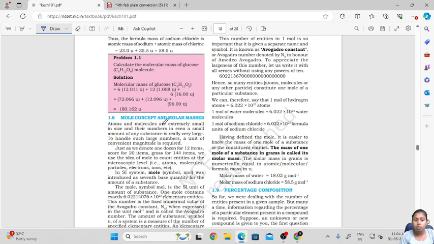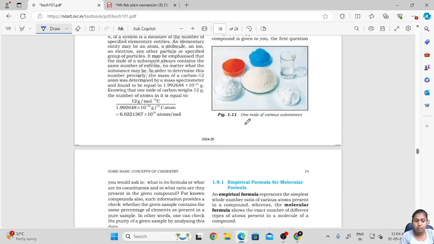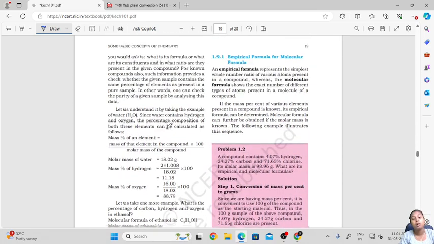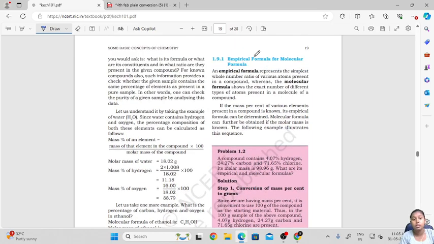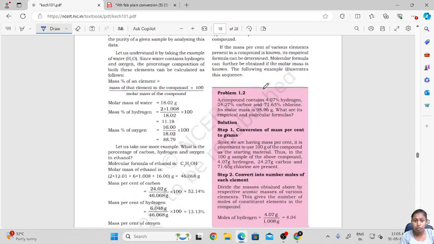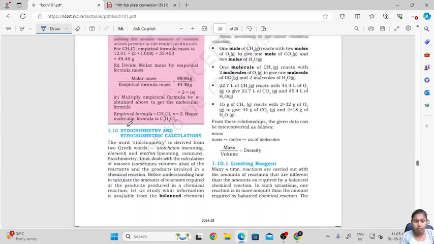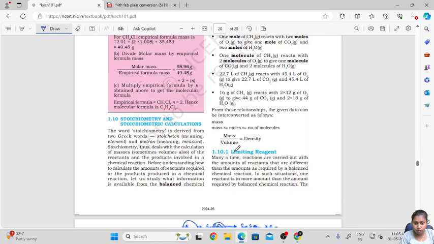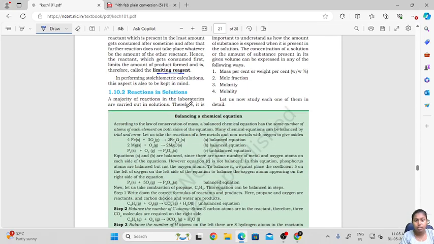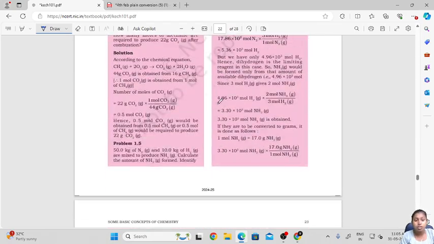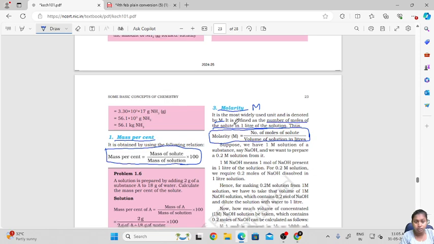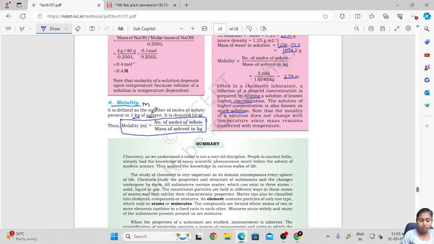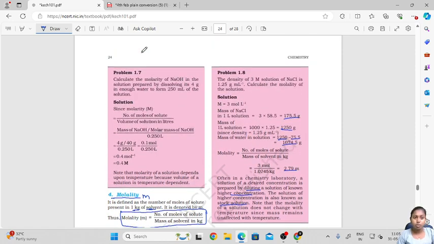Then Dalton's atomic theory, you should know what is atomic mass, how to calculate it, average atomic mass, molecular mass, formula mass, how to calculate all these masses. Then molar concept and molar masses. Percent composition, you should know how to calculate percent composition, and then using this percent composition how you will deduce an empirical formula and a molecular formula. This problem I have explained to you. Then what is stoichiometry and stoichiometric calculations. Then limiting reagent, what is a limiting reagent. Then how solution parameters are calculated, that is mass percent, molarity, mole fraction, molality, how these are calculated. So these are the things that you should know about this chapter.